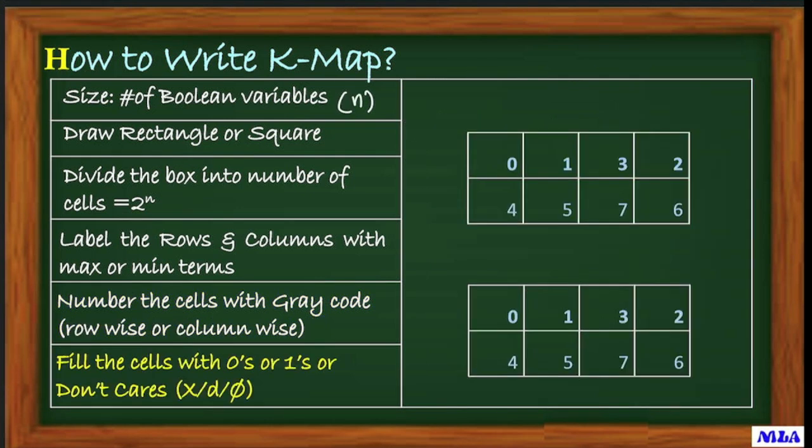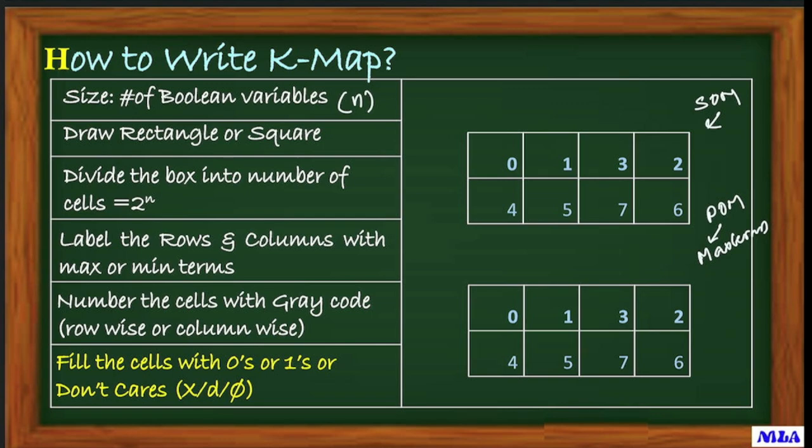Once we have labeled the cells, the next step will be to fill the cells with the zeros, ones, or don't cares. Now, whether to fill the cell with a 0 or 1 depends on the given Boolean function. If the given Boolean function is in a sum of min term form, then we will fill the cells corresponding to the min terms with the ones. Whereas in case the given function is in a product of max term form, then we will fill the cells corresponding to the listed max terms with the 0. Depending on the don't cares given or not, we will fill the corresponding cells with the don't care.